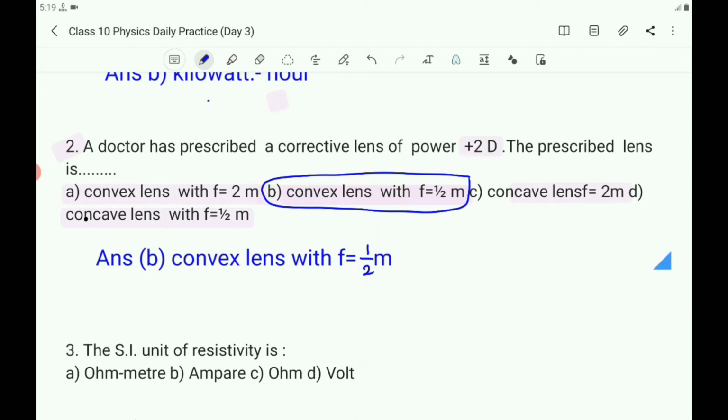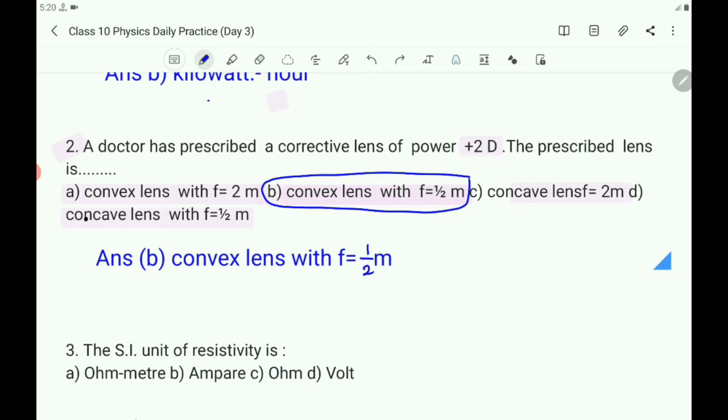Next, the third question. The SI unit of resistivity is. What is the SI unit of resistivity? Here 4 options are there. Option A is ohm meter, option B is ampere, option C is ohm, and option D is volt. So then what is the answer?